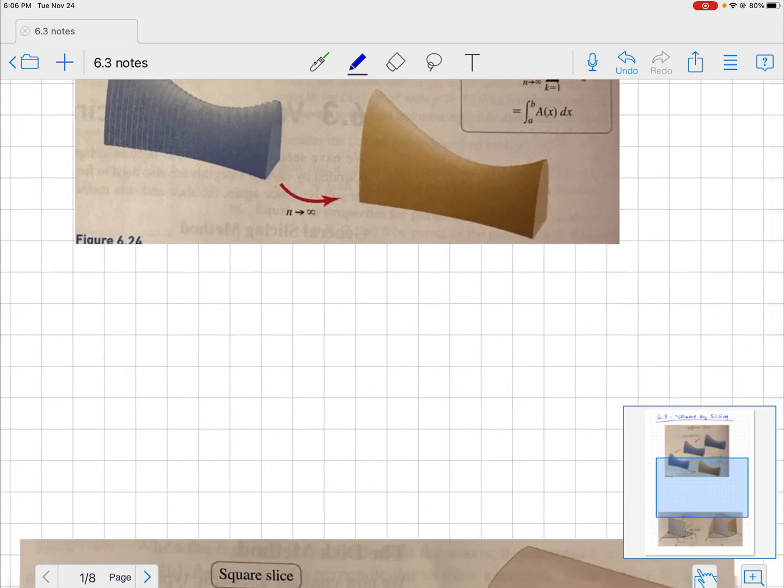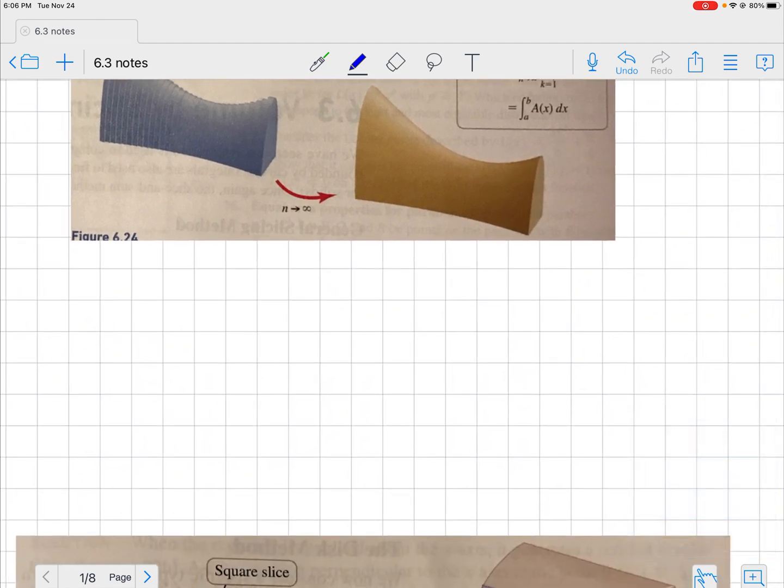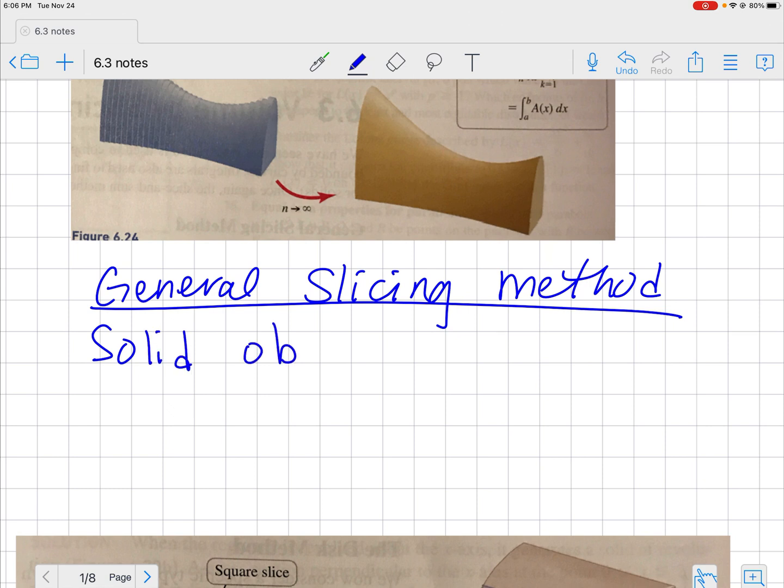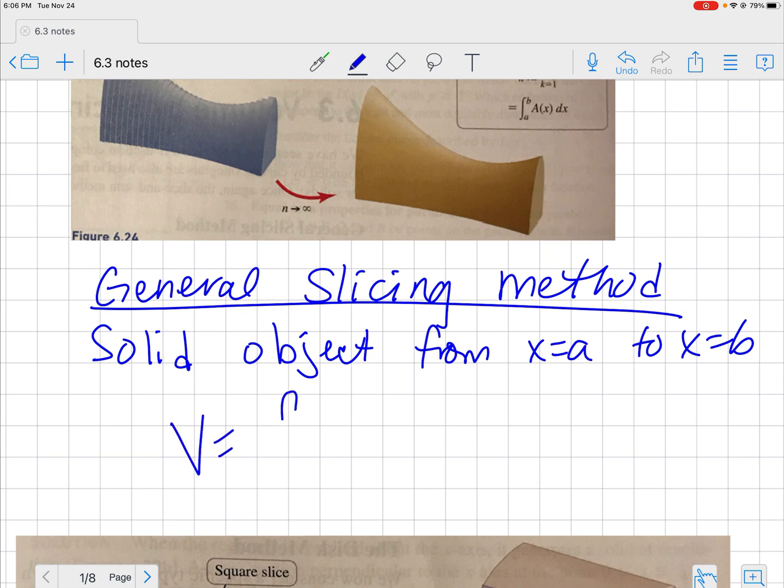Okay, so check this out. Here is the general slicing method. We are going to take a solid object from a certain point to a certain point, so where x is equal to a, to x is equal to b. So whatever those are. And then my volume here is going to be this integral from a to b, because remember when you talk about integration, you talk about from the small to the big, because that's what's in order. Capital A of x dx.